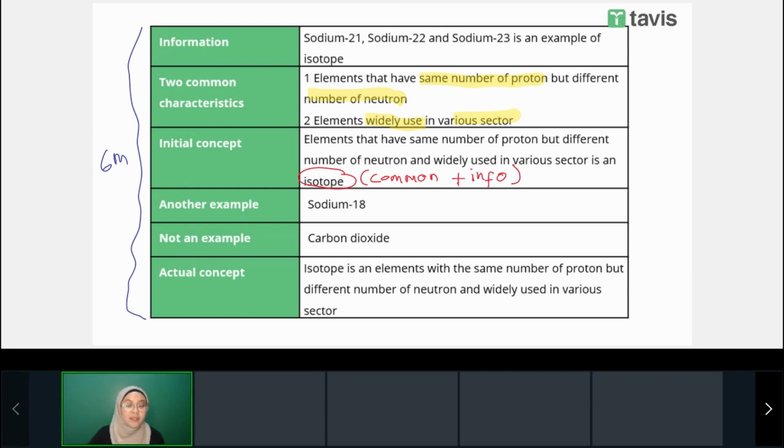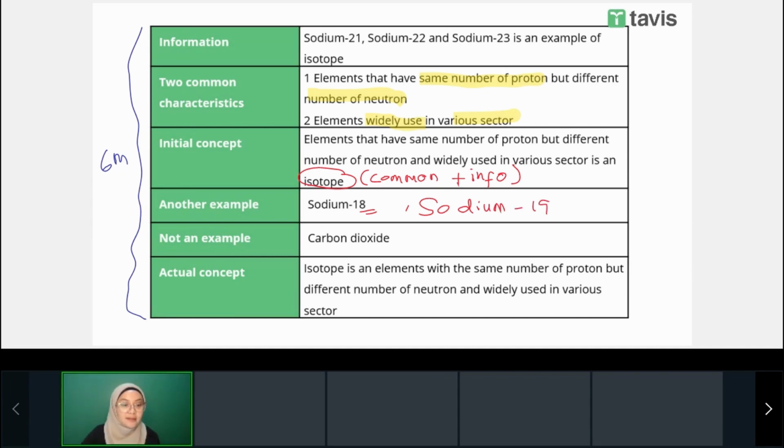Number 4, give another example of a sodium isotope. Just now they gave you 21, 22, 23. Give another example. We have sodium 18, or we have sodium 16. One example.